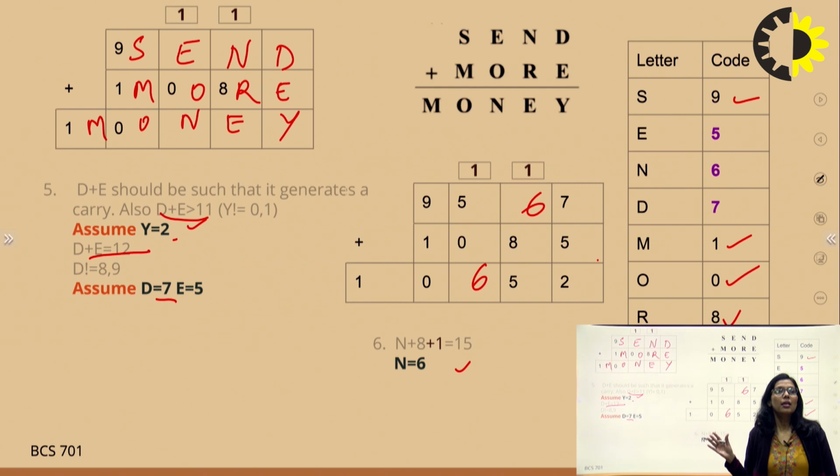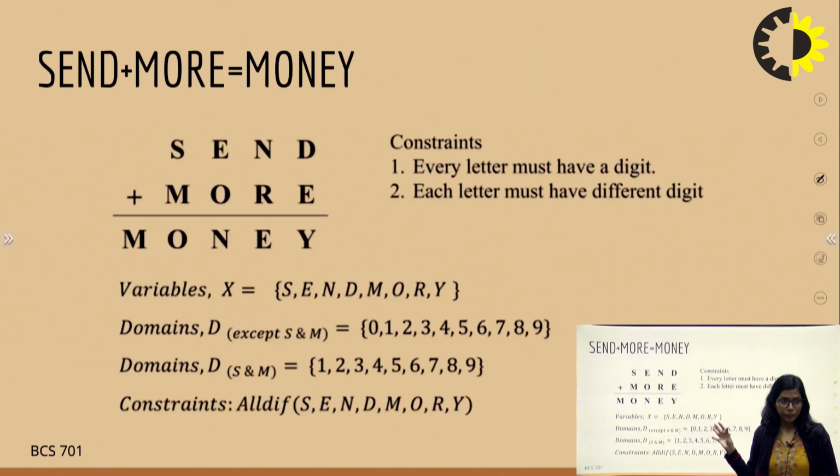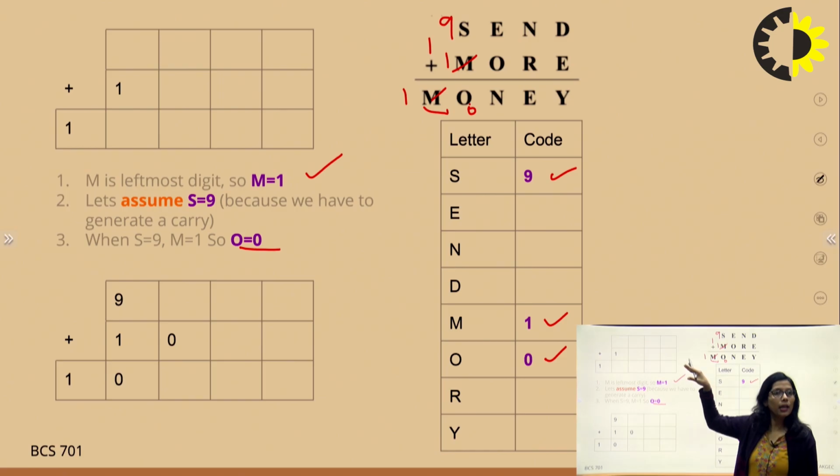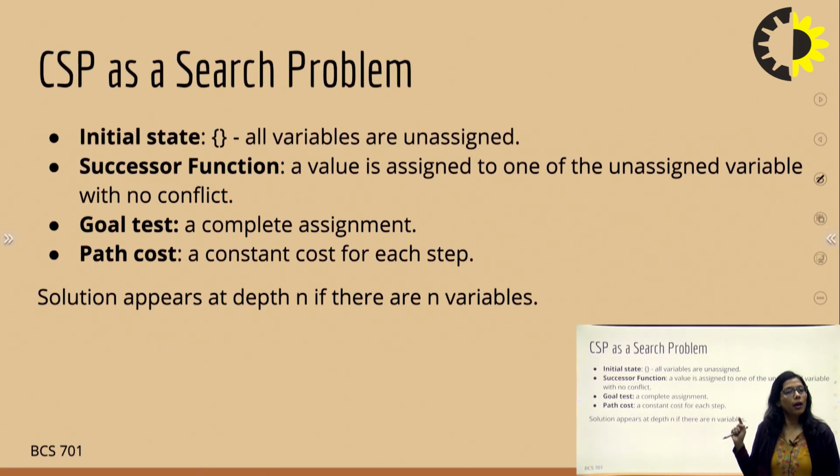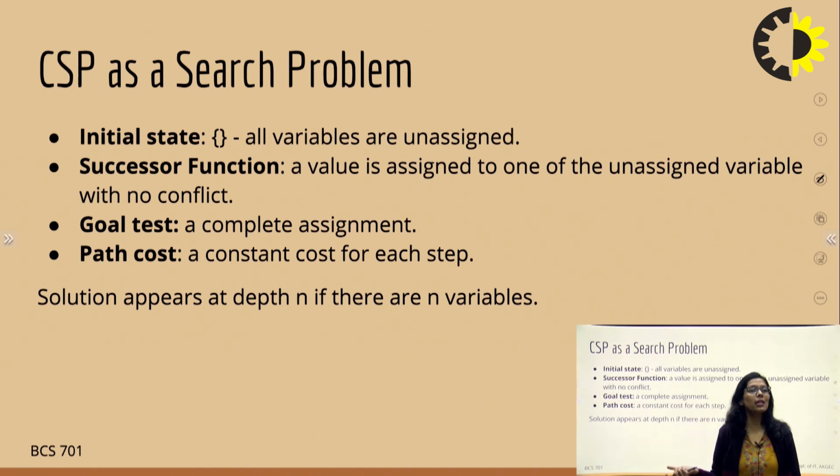So like here, this will be my initial state where I have to assign values to these variables. Next step is to find the successor function, like we were assuming how we should assign the values so that there is no constraint violation. And then my goal test will be whether all the variables have been assigned values or not. And the path cost will be a constant cost for each of these steps. So this is how we formulate a CSP as a search problem. So that's it for now.